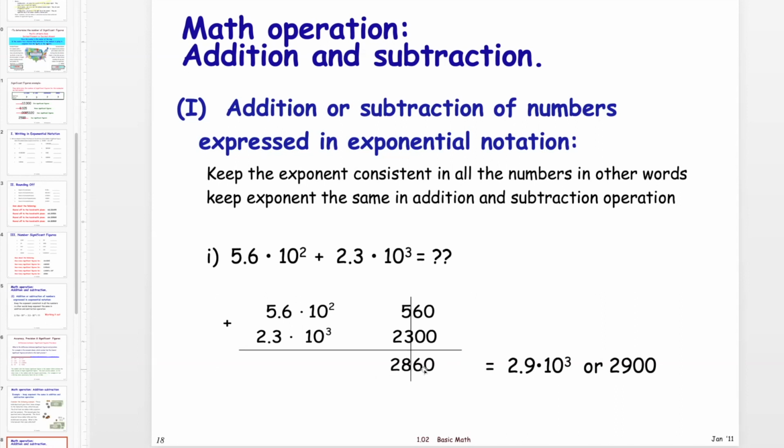Okay, that's why it's really important to understand precision in addition and subtraction, because you're always going to round off to the least precise data. Among these two, it's not obvious when it's in exponential notation which one's the least precise, but when you draw it out, you can see right away 2300 is plus or minus 100. 560 is plus or minus 10.